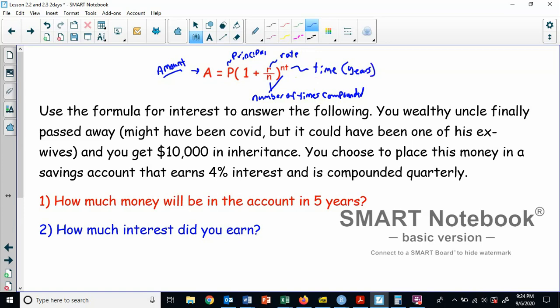I actually think there's a simple question on the MyMathLab that just asks you that. But anyways, we're going to use this formula.